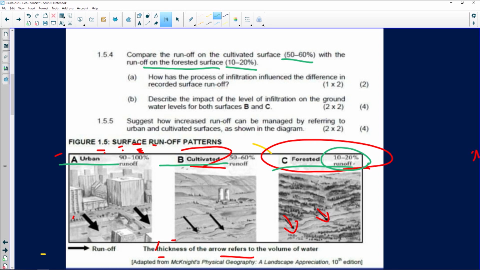Now, if we look at question B, describe the impact of the level of infiltration on the groundwater levels for both surface B and C. Now, for the impact, we're going to have a look at a water table, for instance. For area C, the forested area, it's going to be absolutely beautiful. Because what's going to happen? The majority of the water, let's assume it gets rainfall, is going to infiltrate. So it's going to be a very healthy system, because all the water is going to collect in the water table, underground water.